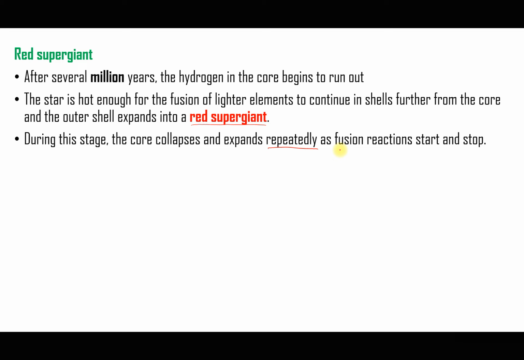As the hydrogen in the core begins to run out, the star is already hot enough. So fusion of lighter elements will always continue in the shells farther away from the core, and that will cause the outer shell to always expand. So during this stage, the core collapses and expands repeatedly. Why? We shall talk about why it collapses and expands repeatedly.